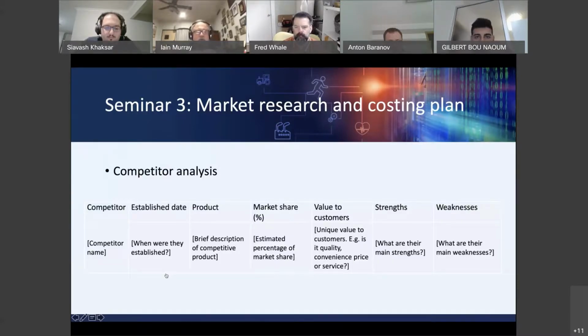You'll need to describe what their product is, looking at both its good and bad points. Look at the percentage of market share. If they hold 100% of the market, they hold 100% of the market. Is it because they're the only one out there, or is it because they are really, really good at what they do? And again, this will have to influence how you market your product against them. Is it a value add to their product? Is it much cheaper? And you will need to have that in the value to customers. What is unique about your product?